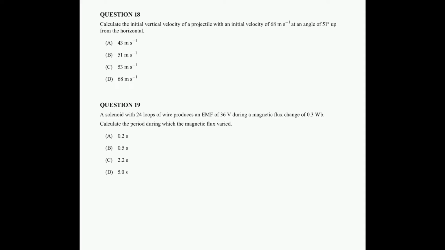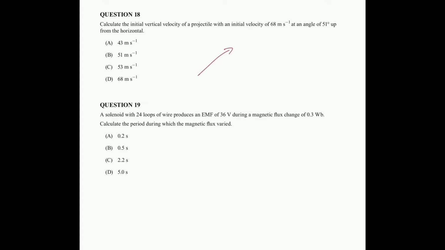So question 18, let's go through. Calculate the initial vertical velocity of a projectile with an initial velocity of 68 meters per second at an angle of 51 degrees up from the horizontal. This is very similar to some of the work that we did in the previous question, I believe it was question 11. So let's draw the situation out.